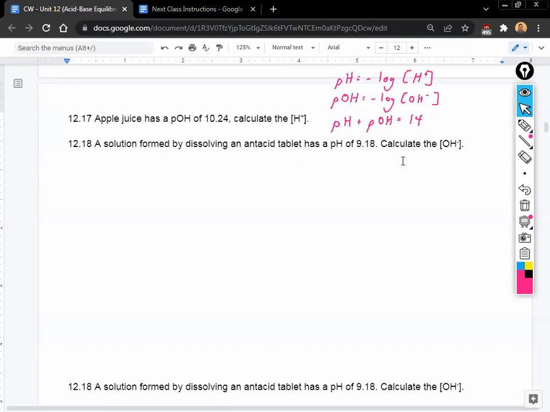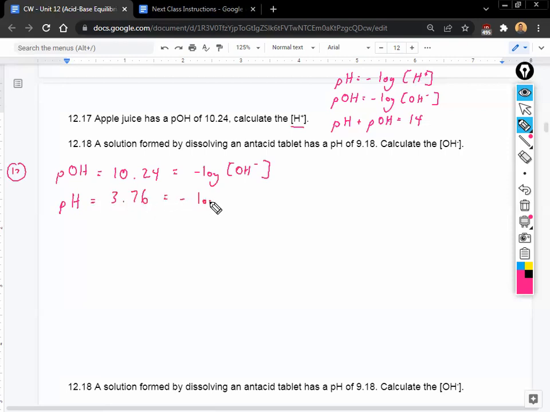Alrighty, guys, let's go over this one. So 17, super simple. We have a pOH of 10.24. Now, we know that pOH is equal to the negative log of the concentration of hydroxide. If I'm looking for H plus, there's two ways you can do this. The first thing you can do is convert this into pH. I think that's the easier way to do it. So you can do 14 minus 10.24, and that will give you a pH of 3.76.